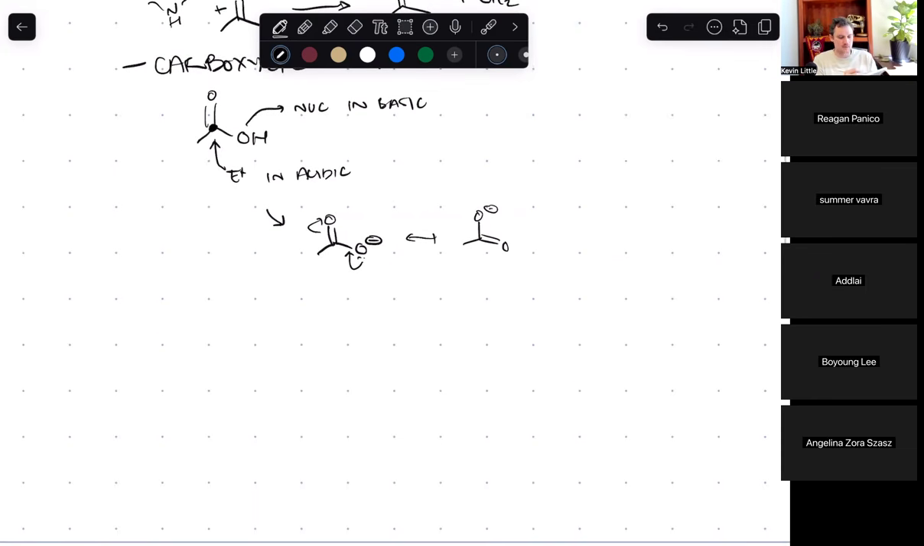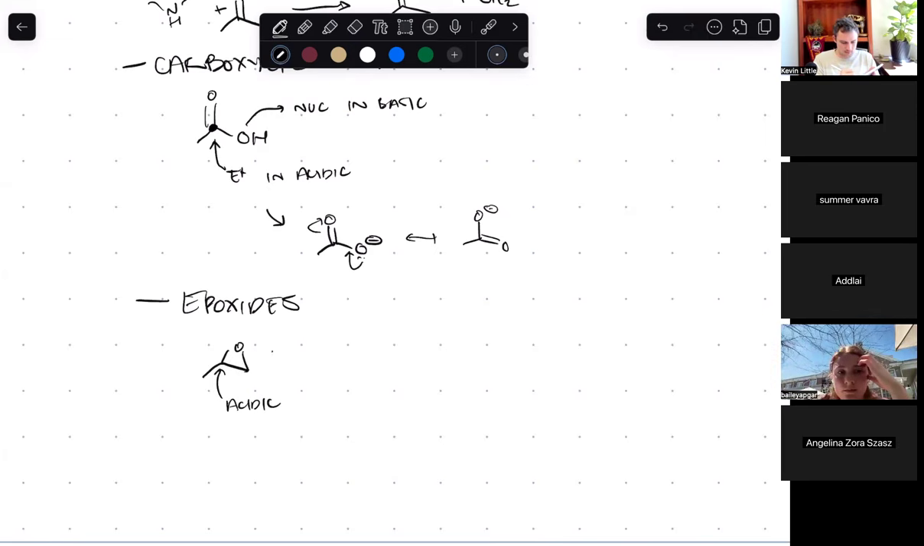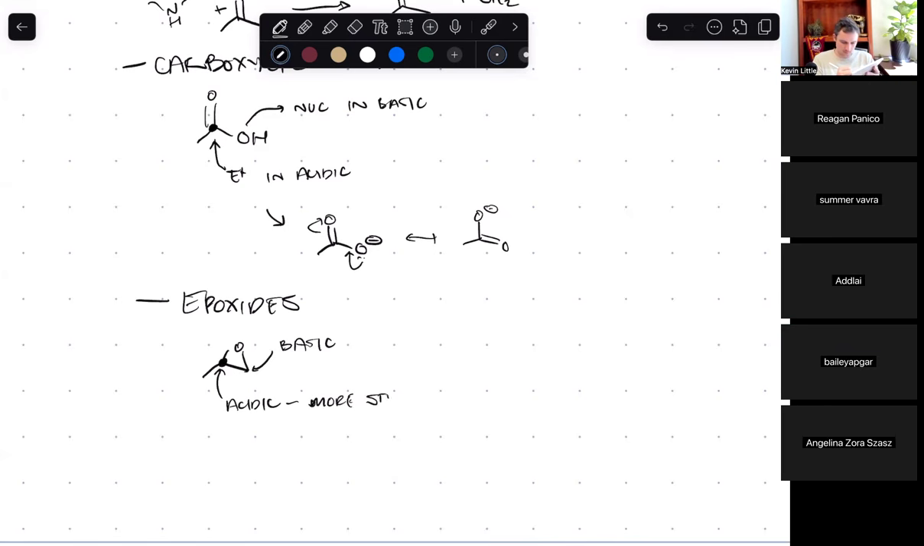Kind of a similar thing with epoxides, being able to explain, hey, in acidic and basic conditions, what do I get and why, right? Like in acidic conditions, this forms what we call the thermodynamic product. So this is the more stable intermediate.